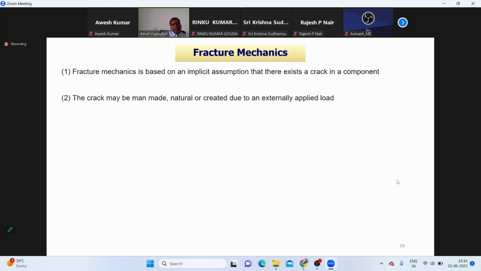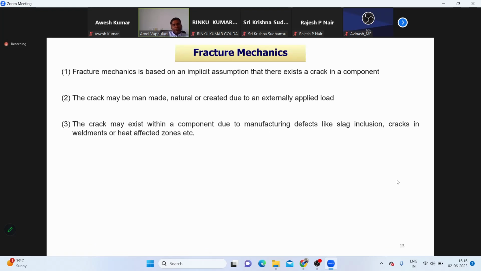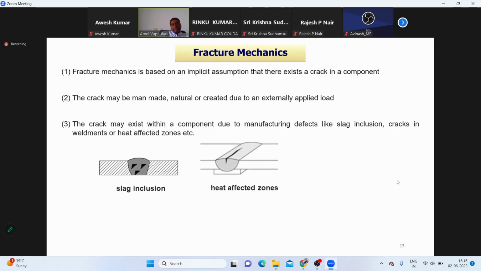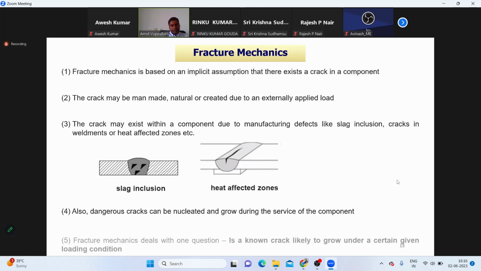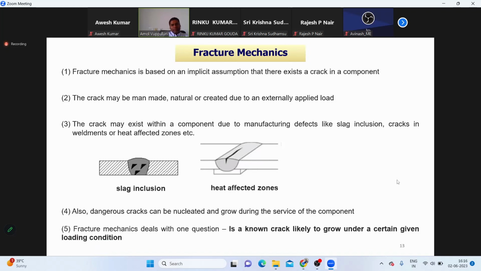The crack can be man-made, natural, or created due to externally applied loads. Okay. So it could exist in the form of a slag or some heat-affected zones. These are also some kind of discontinuities or cracks. And also, a dangerous crack can be nucleated and grow during the service of the component. So fracture mechanics deals with one question: is a known crack likely to grow under a given condition or not?